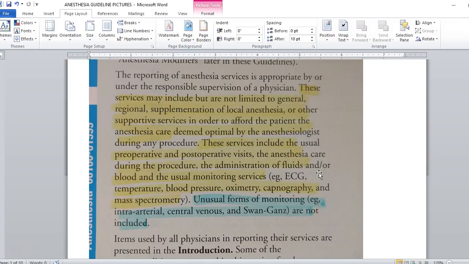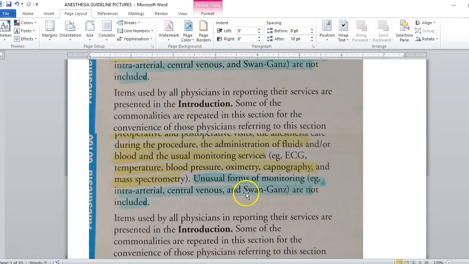Unusual forms of monitoring like intra-arterial, central venous, and Swan-Ganz are not included. Those are different types of catheters that we stick into a system. So intra-arterial, into an artery, central venous, which is going into one of the main veins in the upper arms, upper shoulders, or chest. And Swan-Ganz a lot of times goes into a larger vein like the femoral vein in the leg. Those can be coded separately because it's considered separate from the package. Okay, so what is included, what is not included.